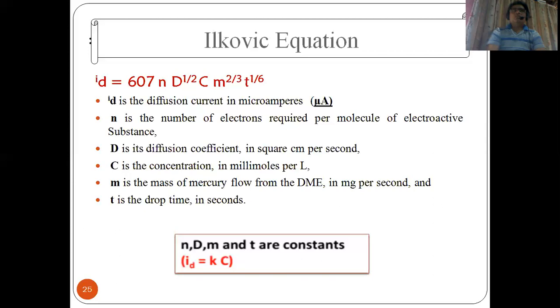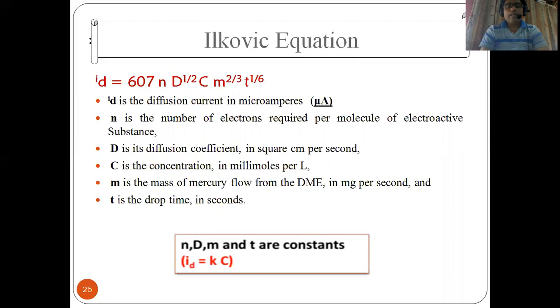So after all the discussion and mechanism of polarography, we will see the diffusion current is directly proportional to the concentration of the metal ion solution through the Ilkovic equation. So what is the Ilkovic equation?